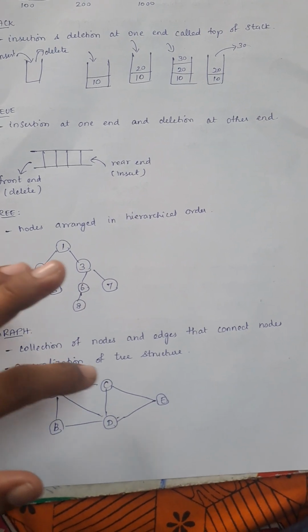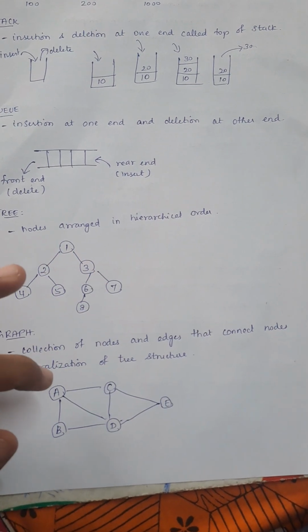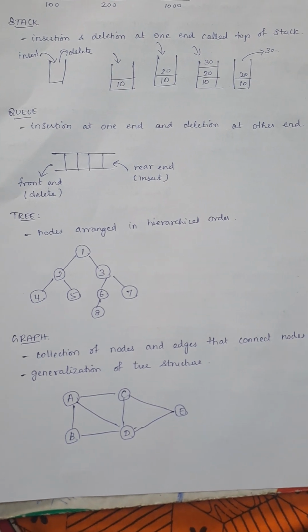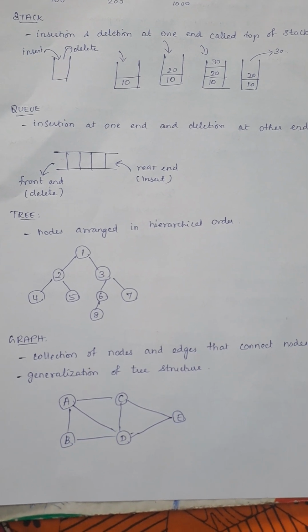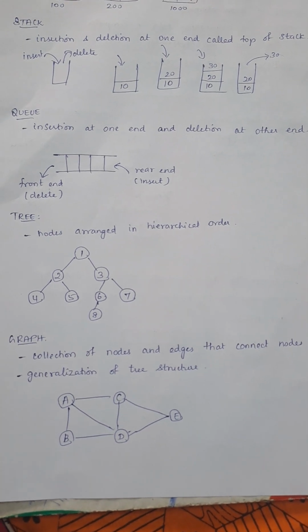So when I want to travel from A to E, I can either choose the path A, C, E or A, B, D, E or A, D, E. Based on some criteria, we will be following a path and we can move from one node to the other node, from the source node to the destination node.